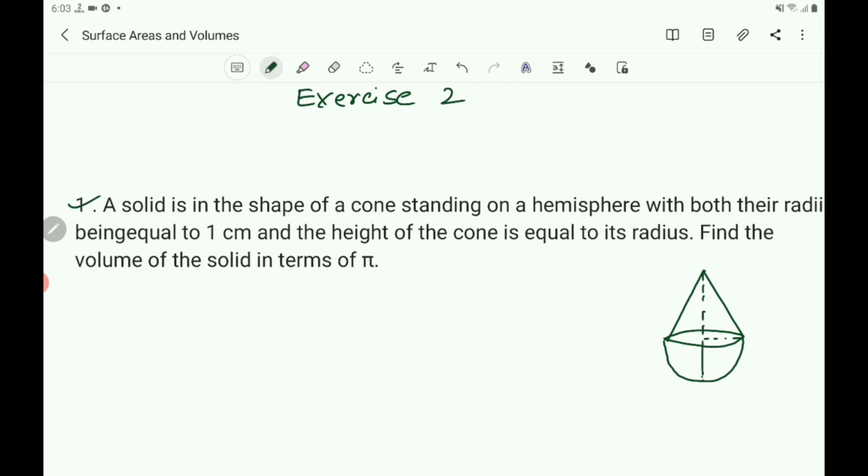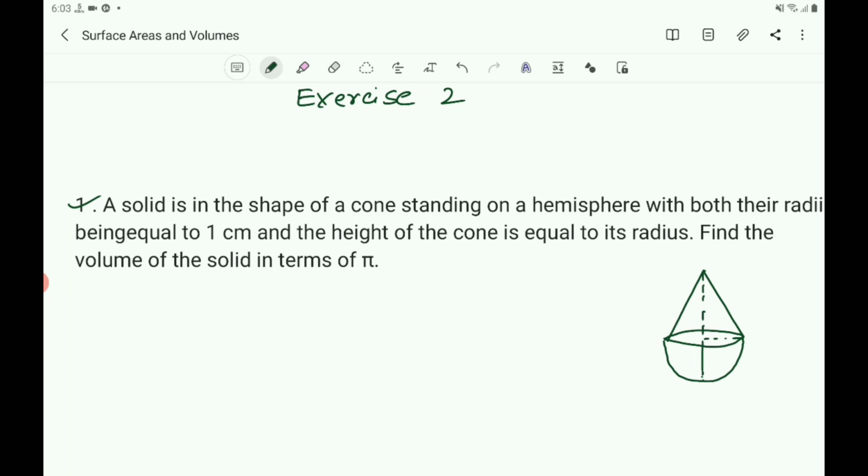First question. A solid is in the shape of a cone standing on a hemisphere with both the radii being equal to 1 centimeter and the height of the cone is equal to its radius. Find the volume of the solid in terms of pi.